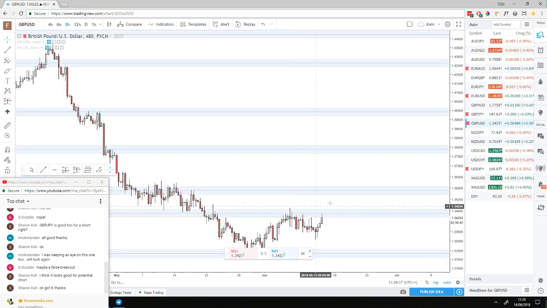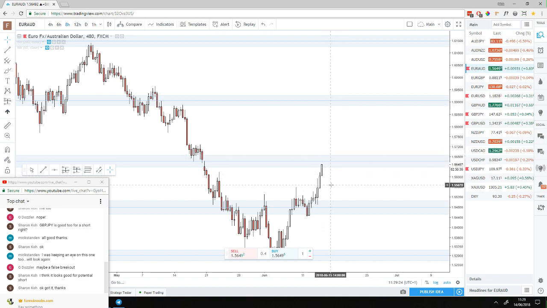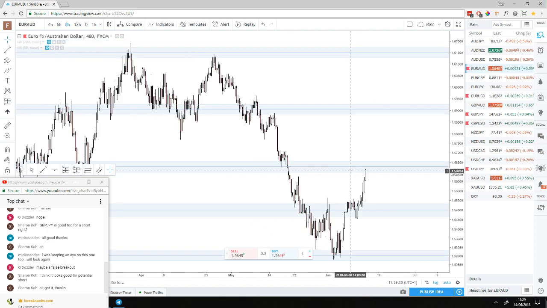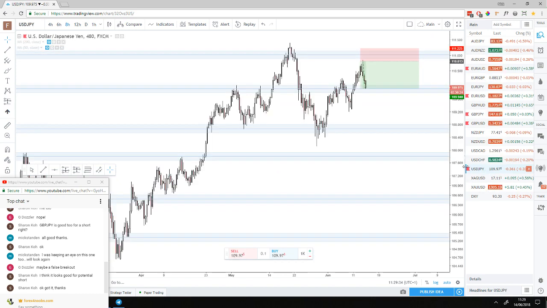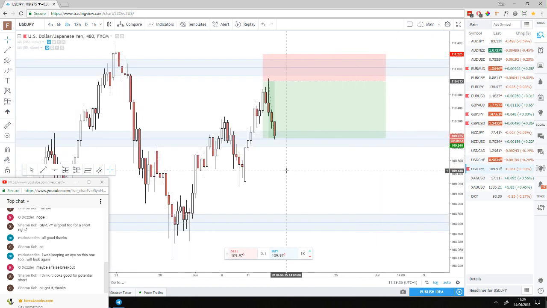I'm more interested in GBPUSD than I am GBPJPY, but most of all, I'm interested in EURAUD. I want to see what happens at this resistance area. It's quite a strong move now, so it could very well push through it, but if it does stall here, this will be a nice opportunity for a short trade. And I'm, of course, interested in seeing how USDJPY pans out.